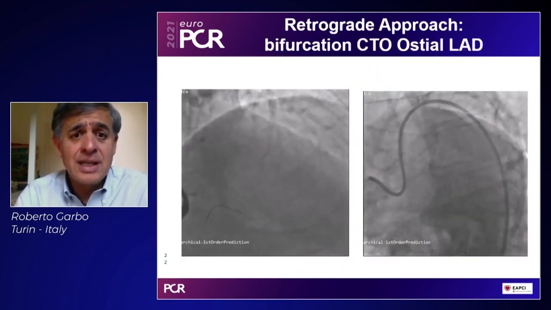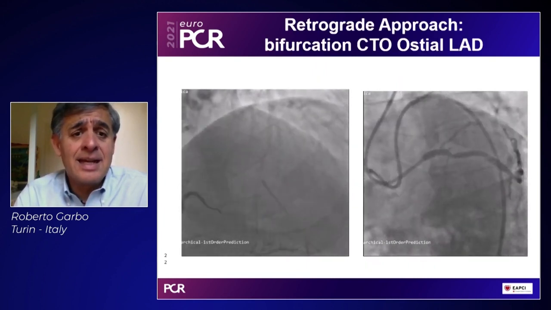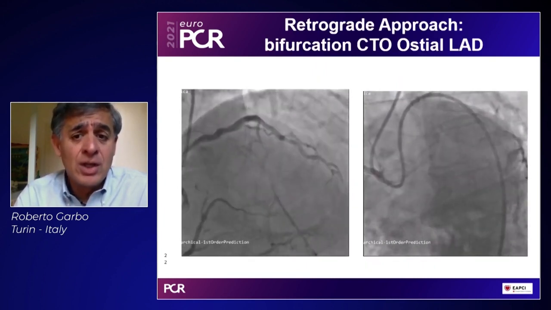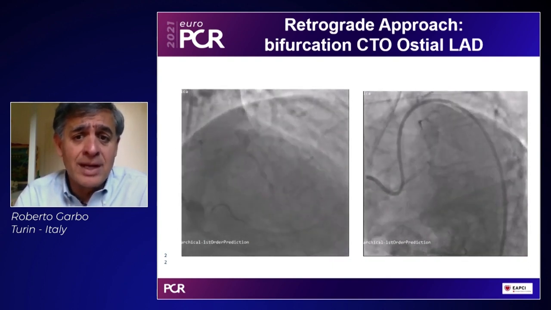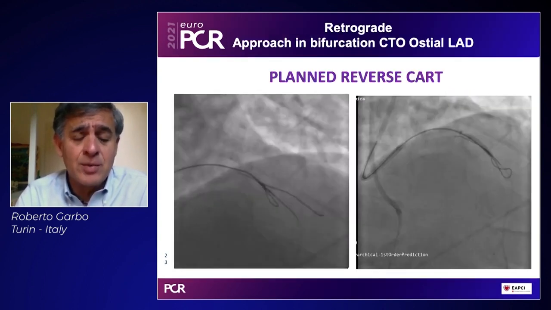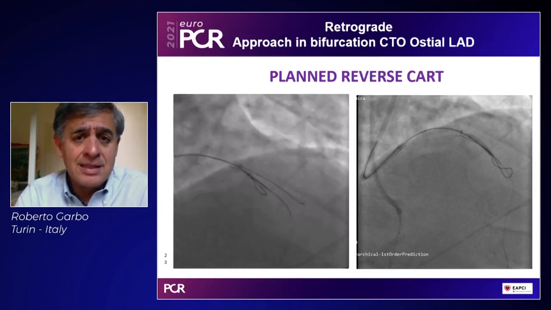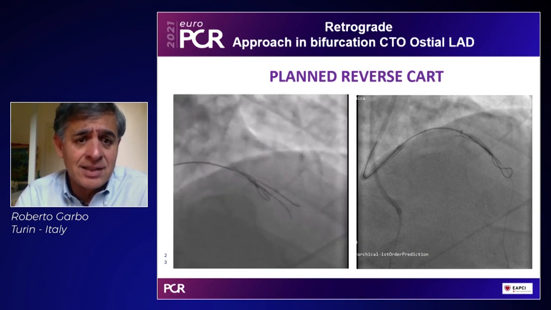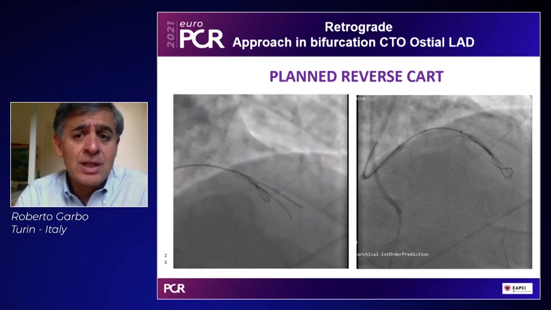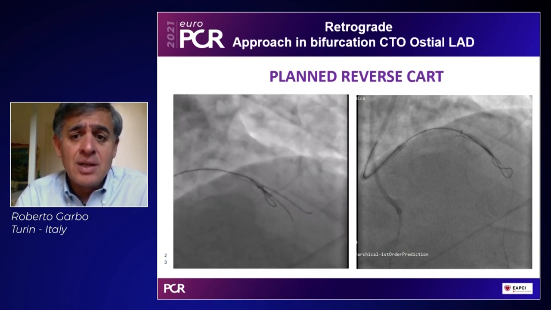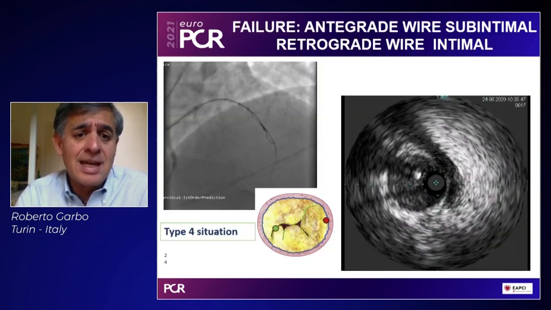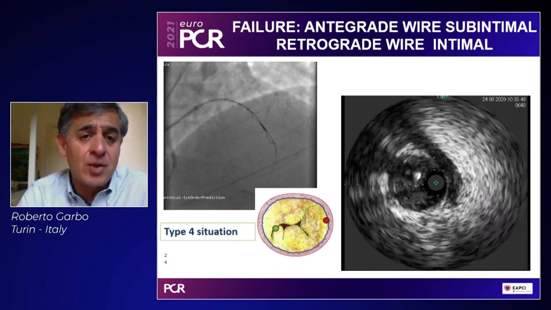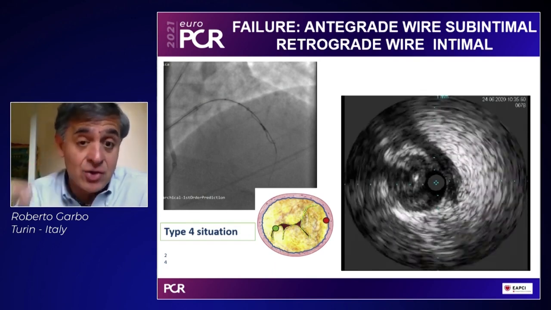Another situation is another ostial LAD CTO, you can see here, in which I was not able to do an anterograde puncture for entry point evaluation. I need to go retrograde, and I planned a reverse CART, but I was not able to make the connection in the proximal LAD, because I was not able to re-enter from the retrograde wire in the guide extension.